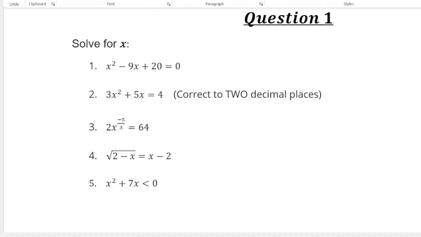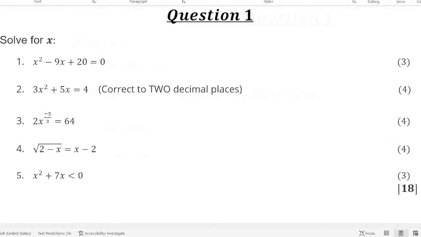Alright, let's get started. I'm also showing you the marks, how much each question carries. Number 1 is 3 marks because it's easy. Number 2 is 4 marks. Number 3, 4 marks. Number 4, 4 marks. And the last one is 3 marks. So the total mark here is 18 marks.